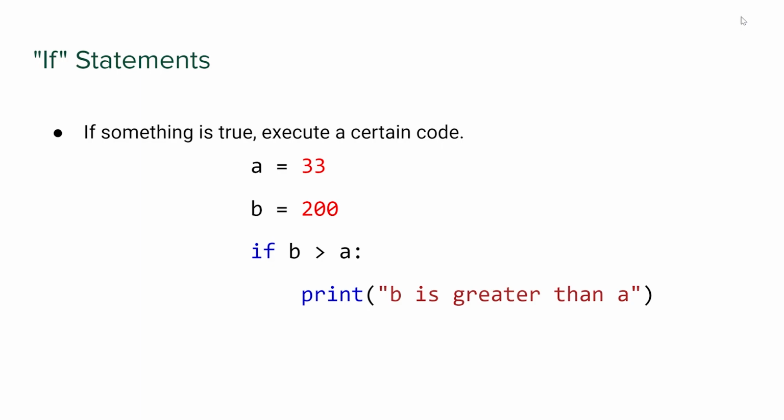So what happens if the statement isn't true? Let's say we swap the values of A and B. Then B isn't greater than A, right? Because it'll ask if B is greater than A. Well, if B is 33 and A is 200, then that's not true. So that means the conditional statement won't run, which is very cool because it means that a certain part of code will just not run if the condition isn't satisfied.